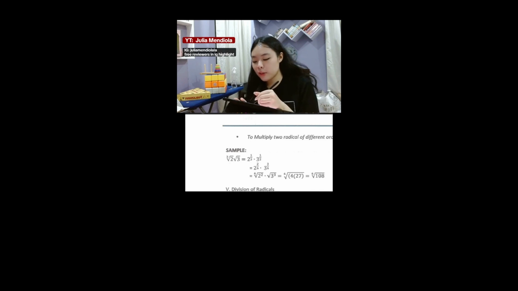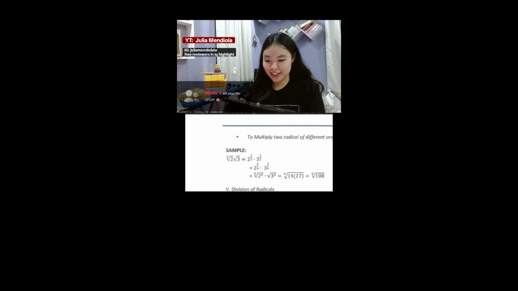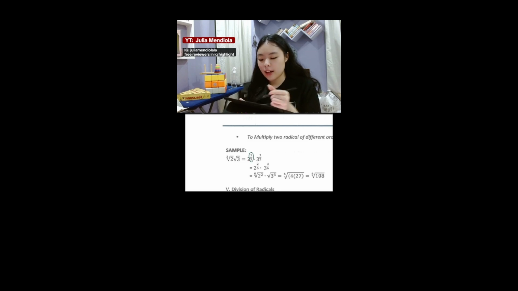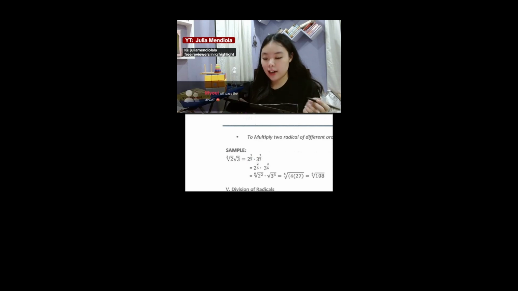So, if we have to multiply cube root of 2 and square root of 3, hindi same ang exponent nila. So, ang gagawin dyan, ibabalik natin siya into fraction form. So, ano fraction form ng cube root? That's 1/3. Ang fraction form ng square root ay 1/2. Okay? So, gagawin lang siyang fraction.